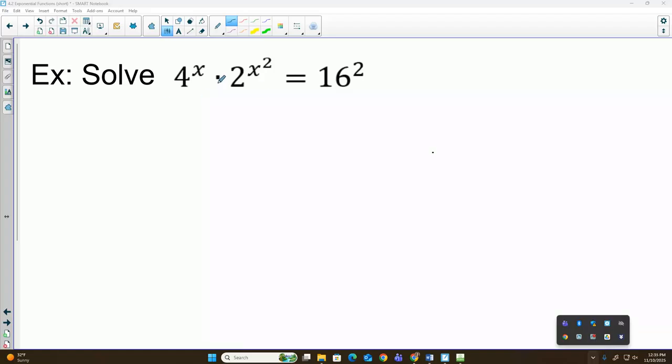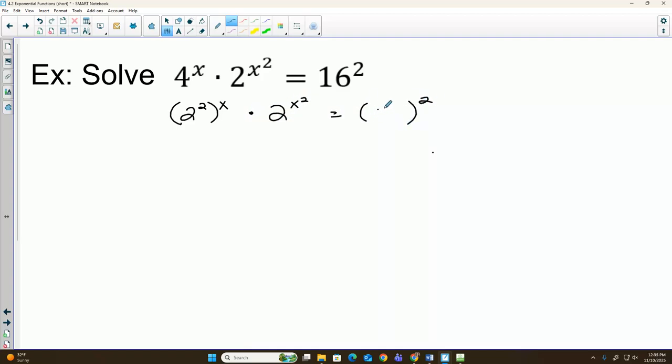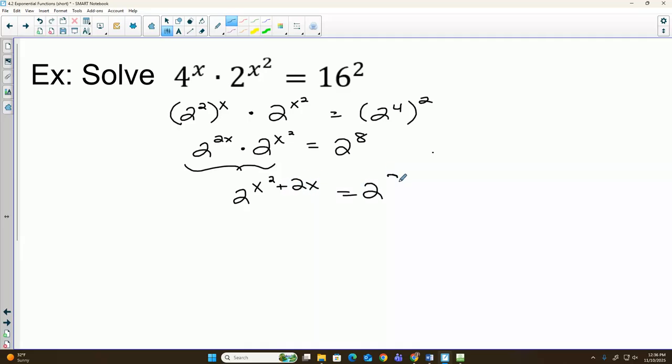So I can't multiply these. But I could change 4 to what? 2 squared. What can we change 16 to? So that gives me 2 to the 2x times 2 to the x squared equals 2 to the 8th. Now, we can multiply these because the bases are the same. That means you add the exponents. So 2 to the x squared plus 2x power equals 2 to the 8.